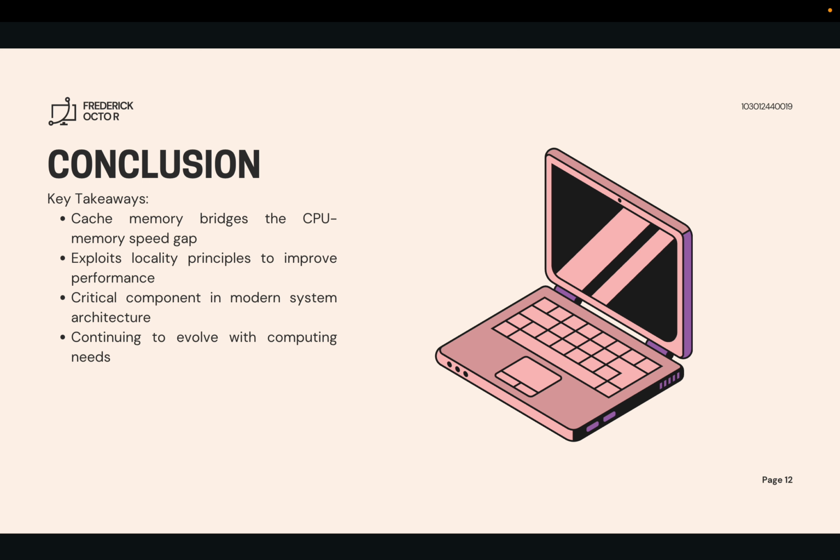And now for a conclusion. In conclusion, cache memory is a fundamental solution to the processor-memory speed gap. By exploiting locality principles, caches dramatically improve system performance. As computing demands continue to increase, cache design remains a critical area of computer architecture research and development.